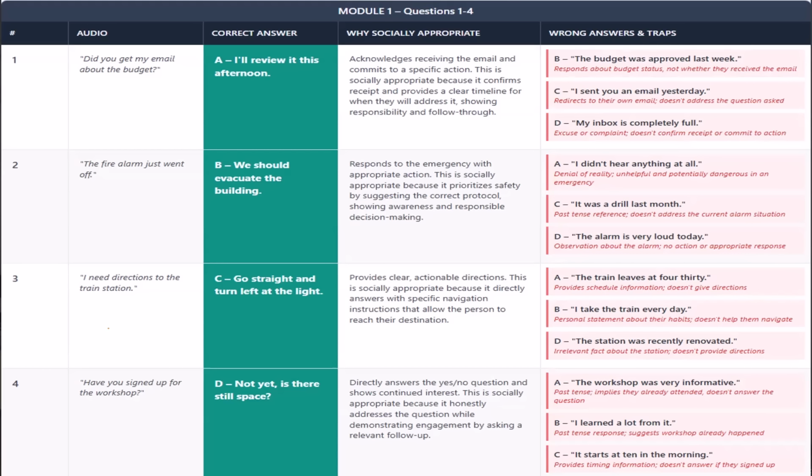Okay. And like I said, on the middle, you can see why the correct answer was the most socially appropriate response. And then on the right hand side, you can see the traps and things that are involved in terms of wrong answers.